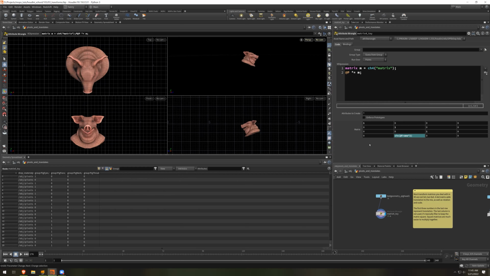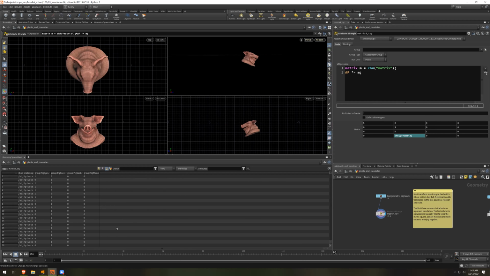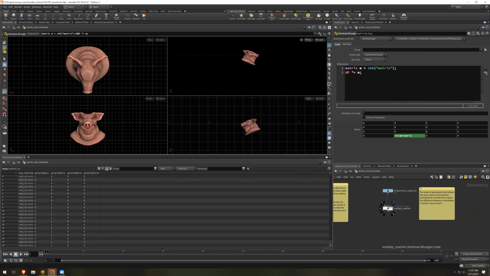These numbers down here are the translates. So I can move him along X here. I can move him along Z here. And I have this quick expression to just make him move up and down in Y using a sine function. So real simple here. We're not doing anything magic yet. Now let's start multiplying these matrices together.